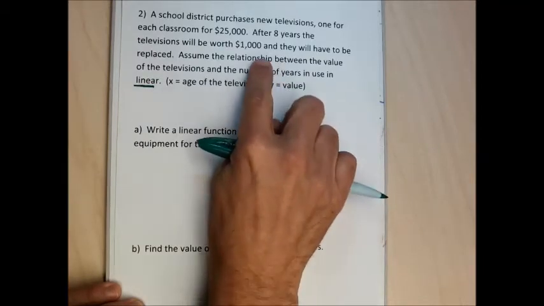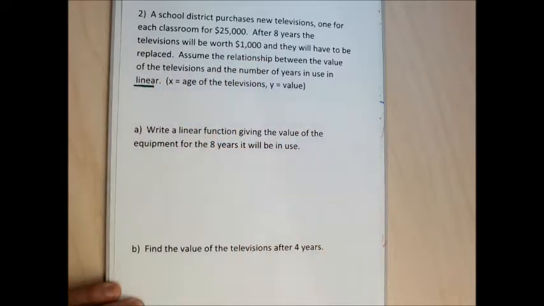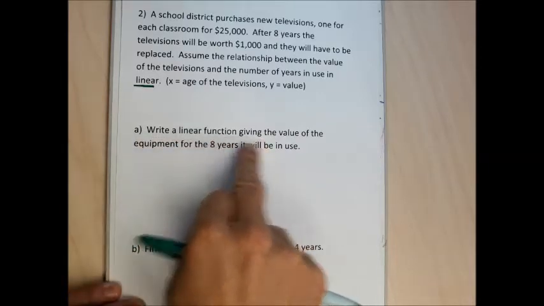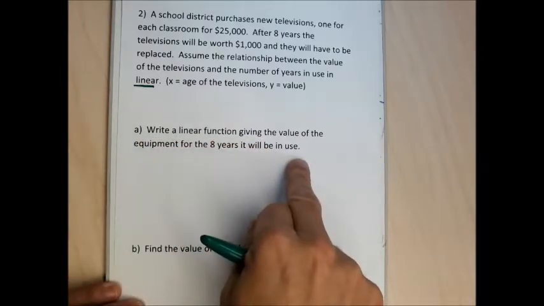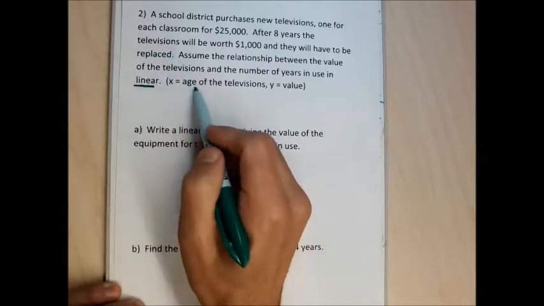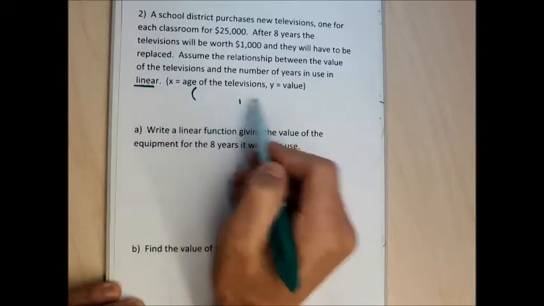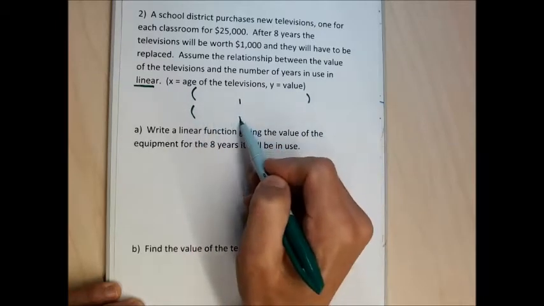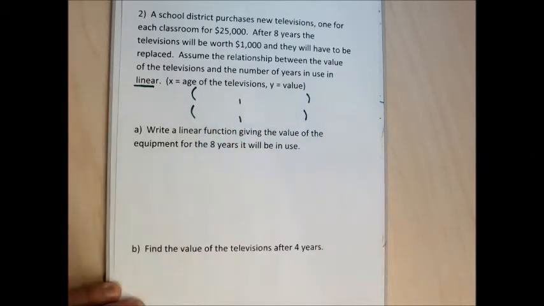Because the relationship between the value of the television and the age is linear, I can create an equation of a line to predict the value of the TVs for every year that they're in use. In order to do part A, to write a linear function that gives the value of the TVs for the 8 years they're going to be in use, I have to create 2 points. And each point's going to have the form: the X is how old the TVs are, the Y is how much they're worth.